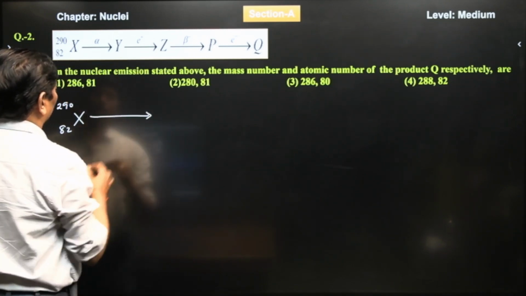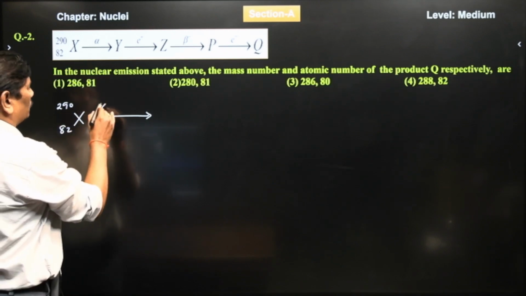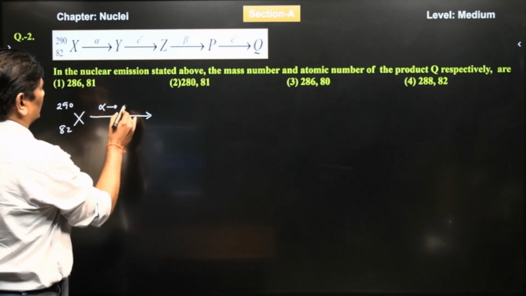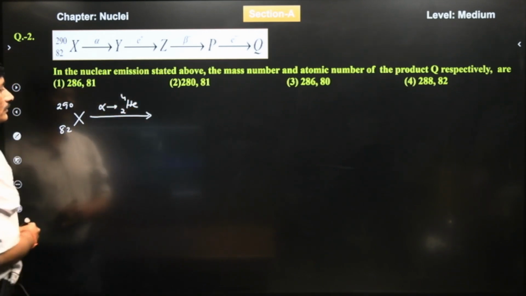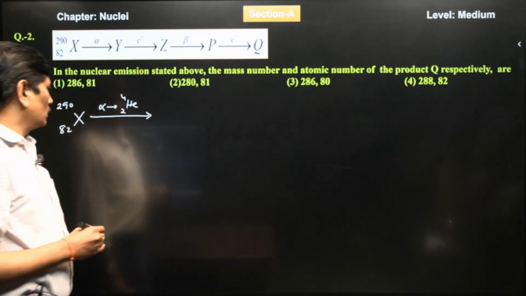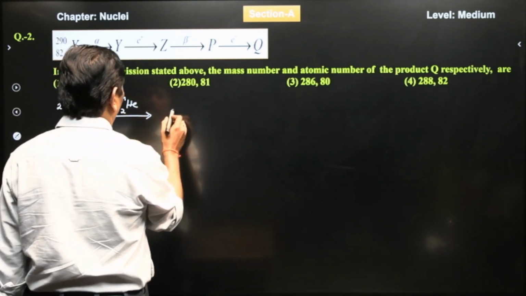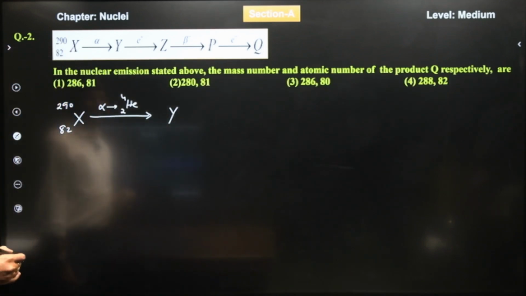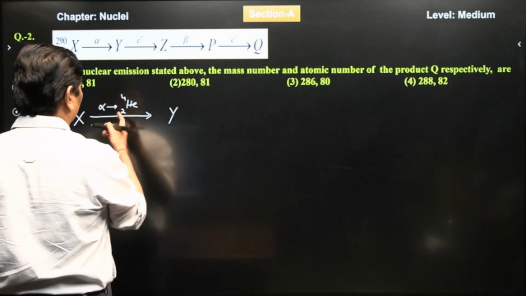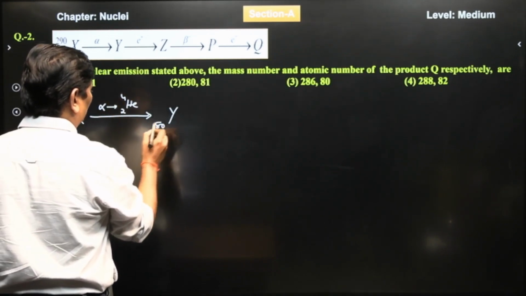If you see, this X is emitting alpha. Alpha particle means that is helium nucleus. Alpha particle is nothing but helium nucleus. We know, so 2 He4. When alpha particle is emitted, the resultant nucleus, the daughter nucleus becomes Y. There is a decrease of 2 in atomic number. That means atomic number becomes 80.